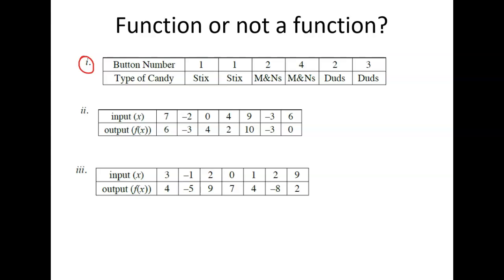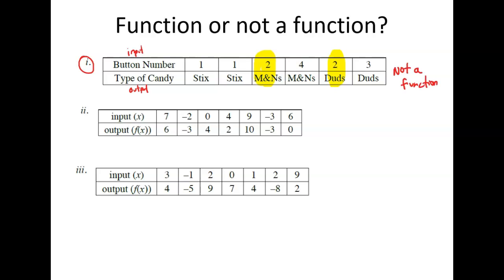Okay. So hopefully what you thought of is that this one is not a function. And the reason why it's not a function is because notice that your button number, that's your input, right? So this is your input right here. And then this is your output, the type of candy that you're going to get. So if you press the button 2, you don't know if you're going to get the M&Ms or the Duds. So you get 2 different outputs. Because of this, this would be considered not a function.